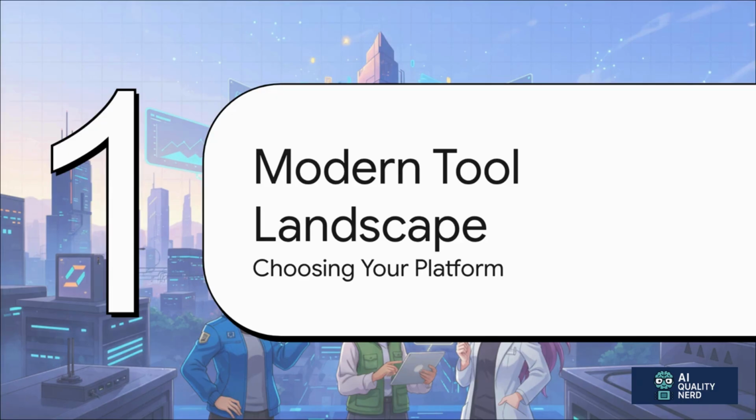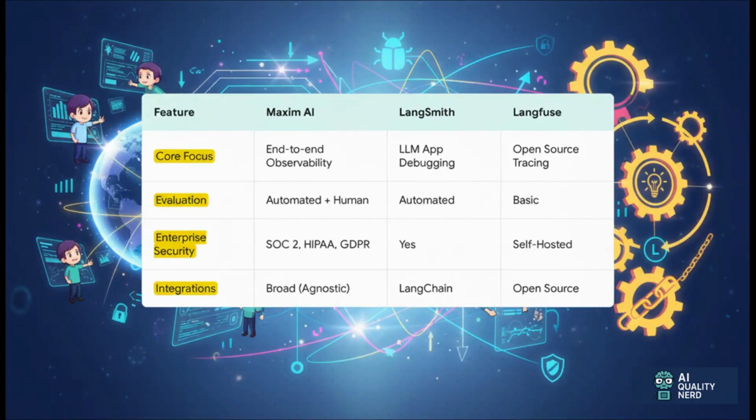So you've got the playbook, but how do you actually implement it? That brings us to the modern tool landscape. You've got to pick the right platform for the job. The field has a few key players, and they each have their own angle. You have comprehensive platforms like Maxim AI, which are really built for that end-to-end, enterprise-level observability. Then there are tools like Langsmith, which are fantastic for debugging and live deep inside the LangChain ecosystem. And of course, you've got powerful open source options like LangFuse if you want to build on a self-hosted foundation.